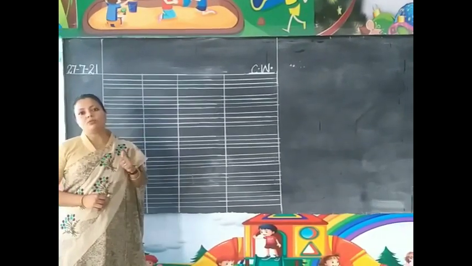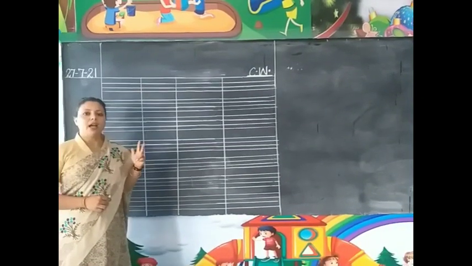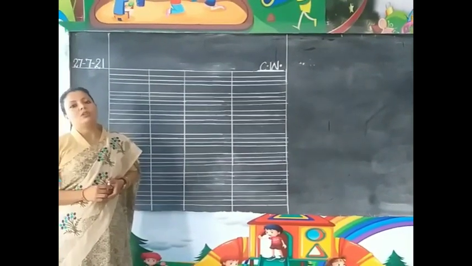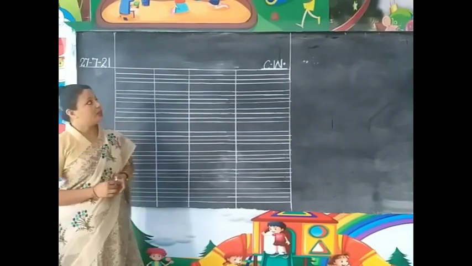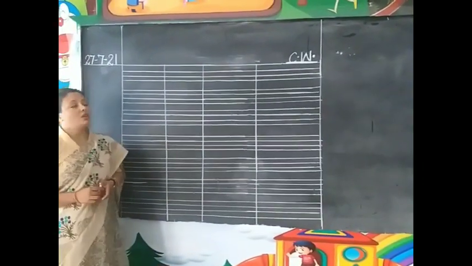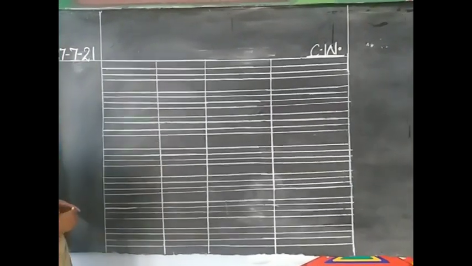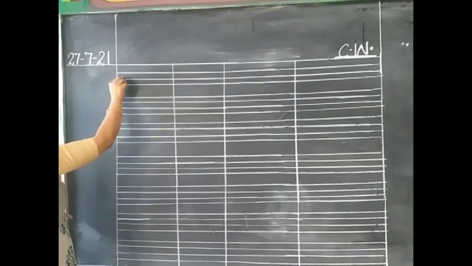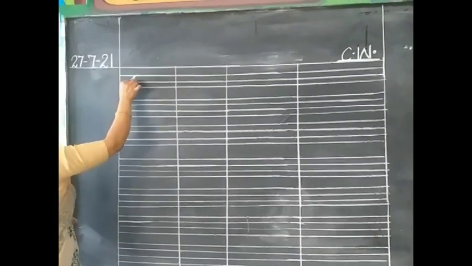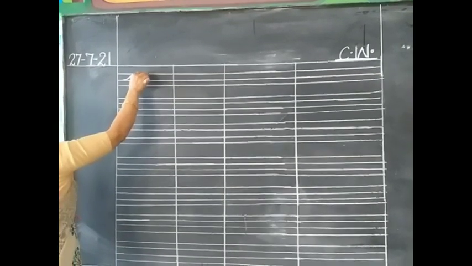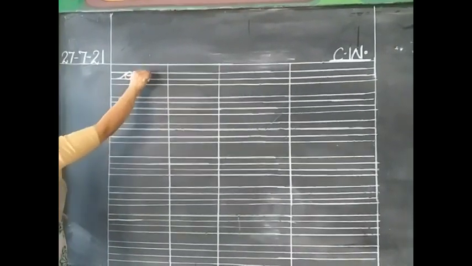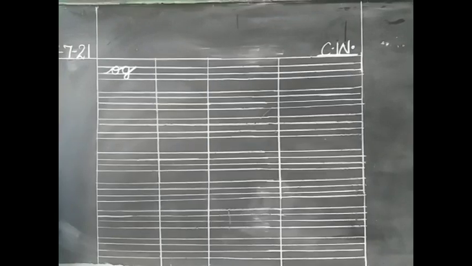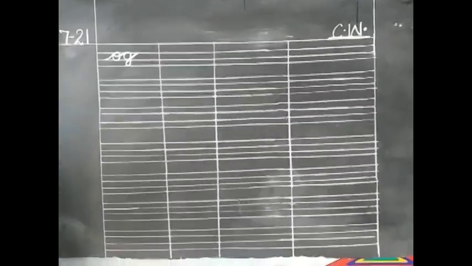So you have learned some words from A, E, I. Now today you will learn the sound of O. Okay. So we will start doing our work from the first line, and you have to start writing from the third line, like from here. O, G, og.